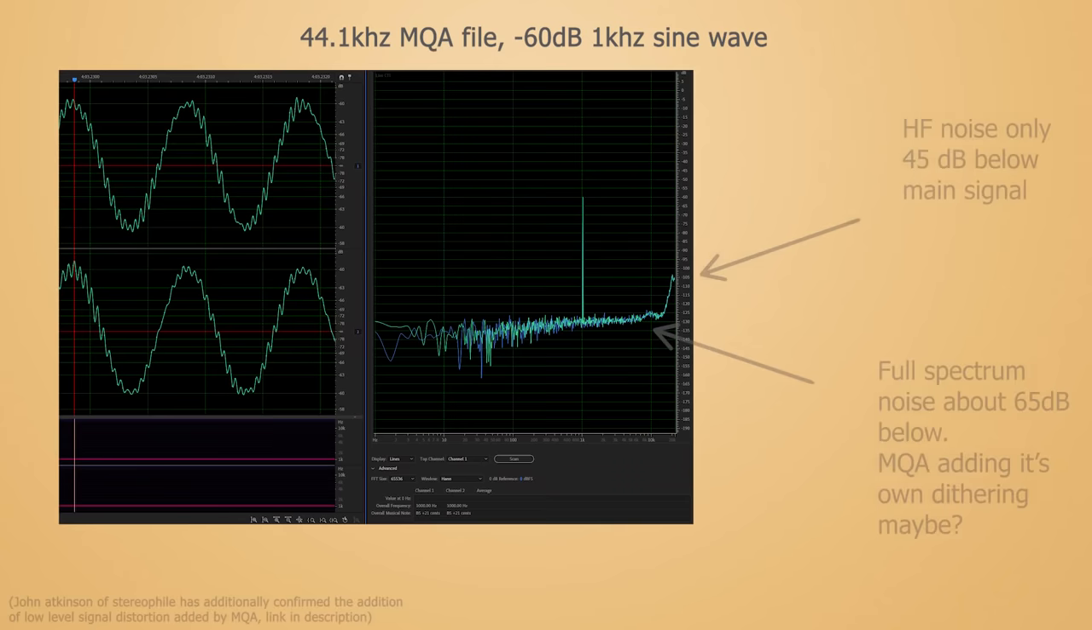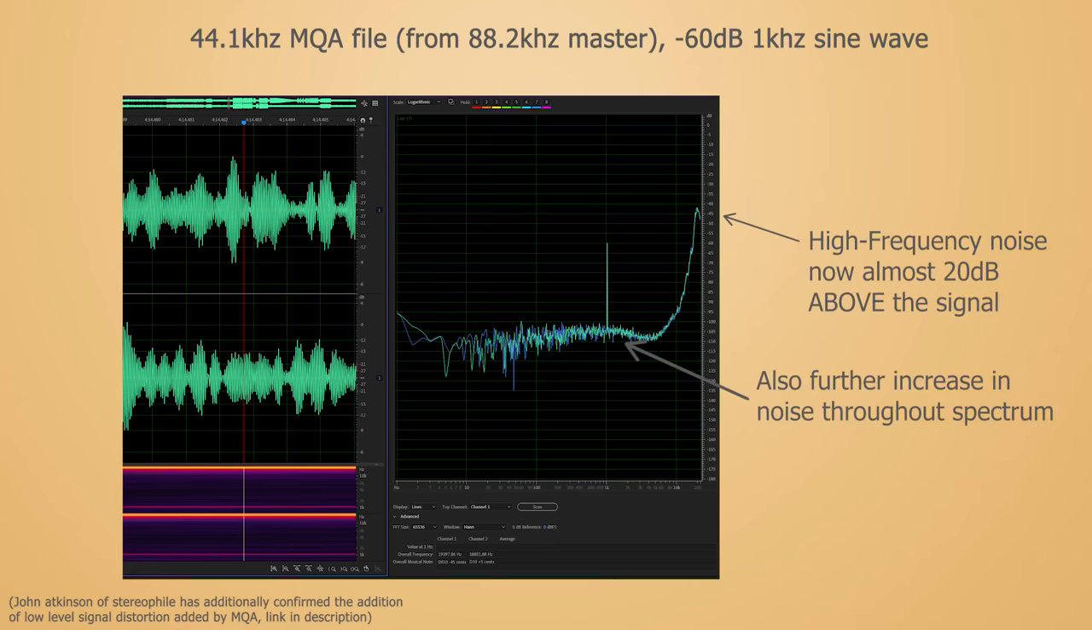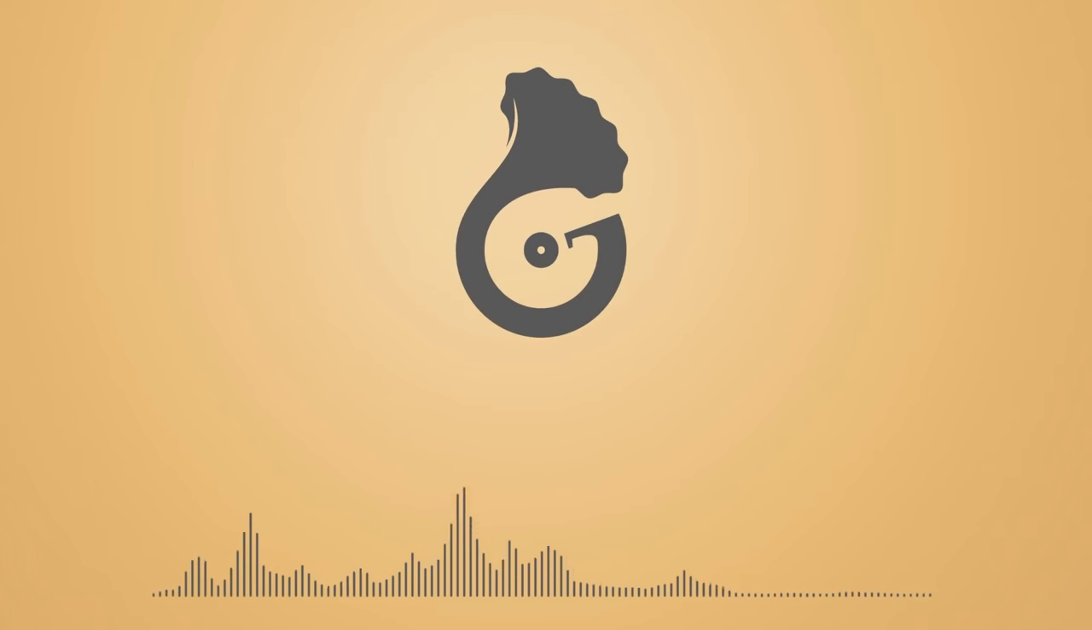In the MQA file, there was high-frequency noise about 45 dB below the signal level, and noise throughout the spectrum about 65 dB below. In the MQA file produced from our high-res master, this high-frequency noise was actually 20 dB above the signal level. Next, let's look at exactly what's going on when unfolding.